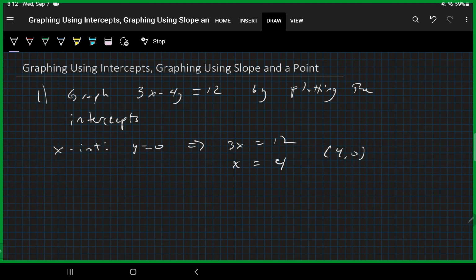To find my y-intercept, we're going to plug in x equals 0. And when I plug in x equals 0, 3x goes away, and I get negative 4y is 12. If I divide both sides by negative 4, I get y is negative 3. And that gives me (0, -3) for my y-intercept.